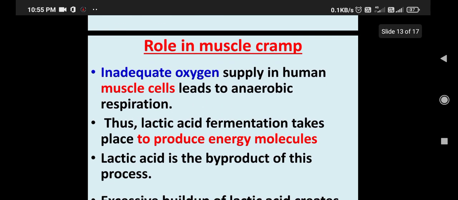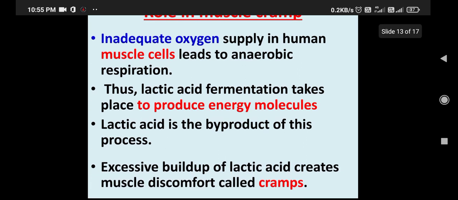Role in muscle cramps. Inadequate oxygen supply in human muscle cells leads to anaerobic respiration, that is, lactic acid fermentation. This excessive buildup of lactic acid creates muscle discomfort called muscle cramps.